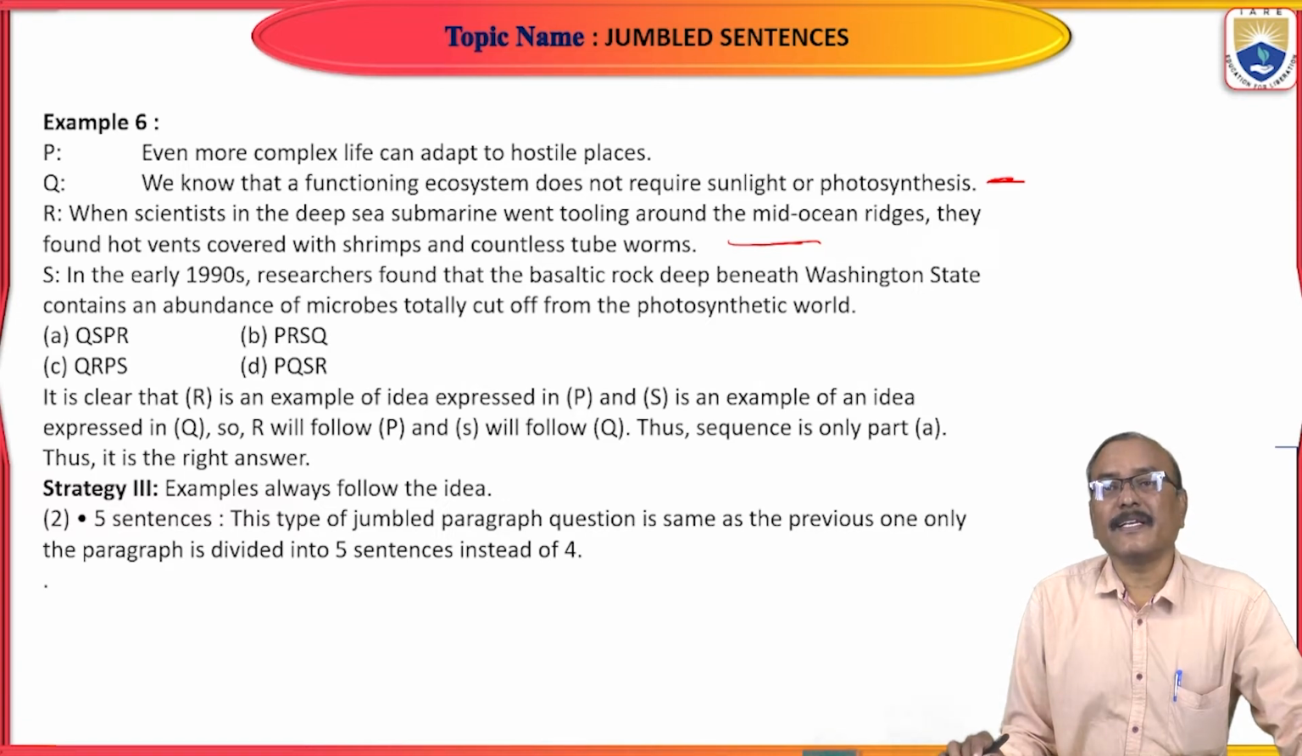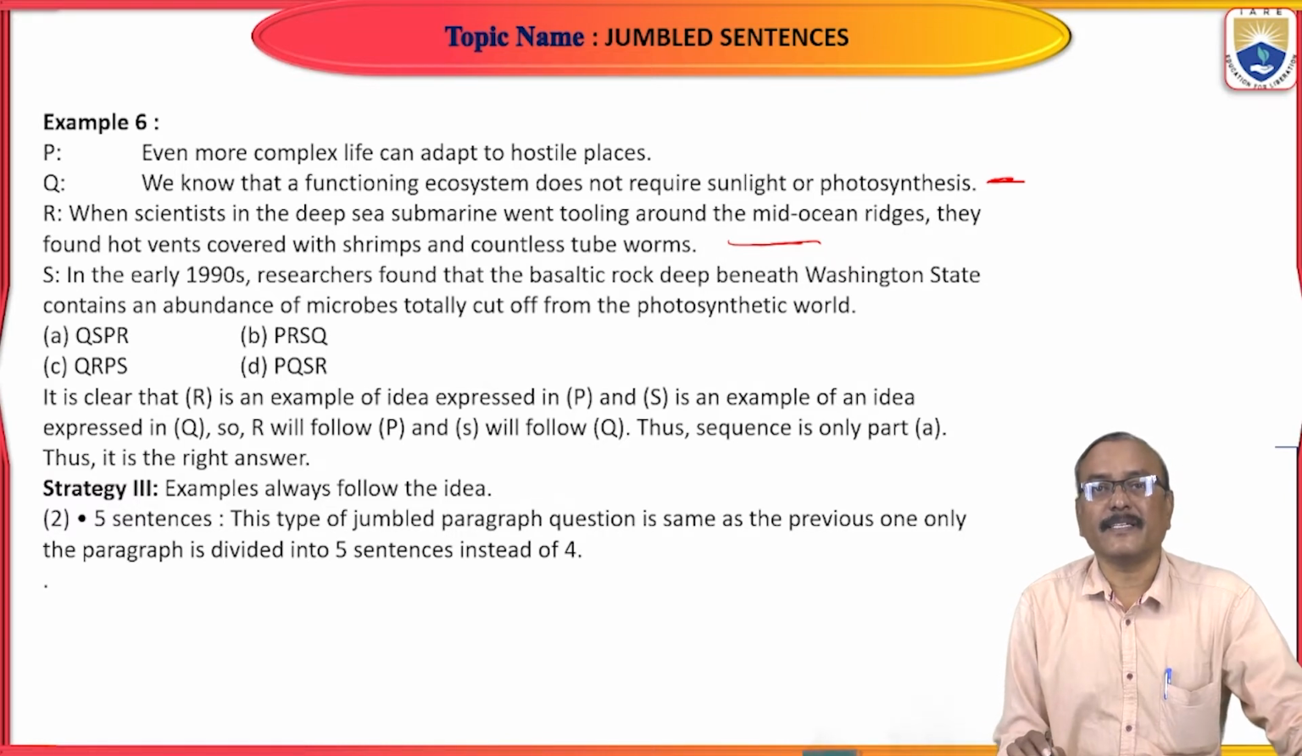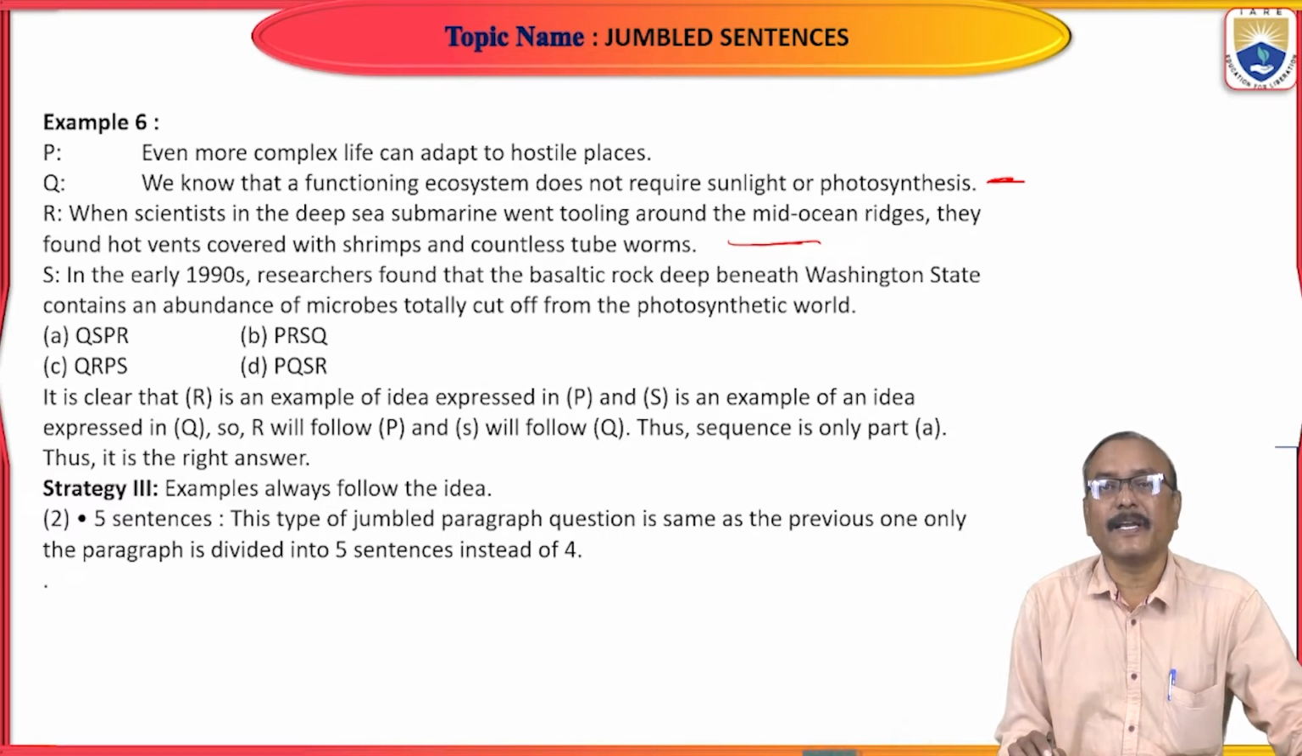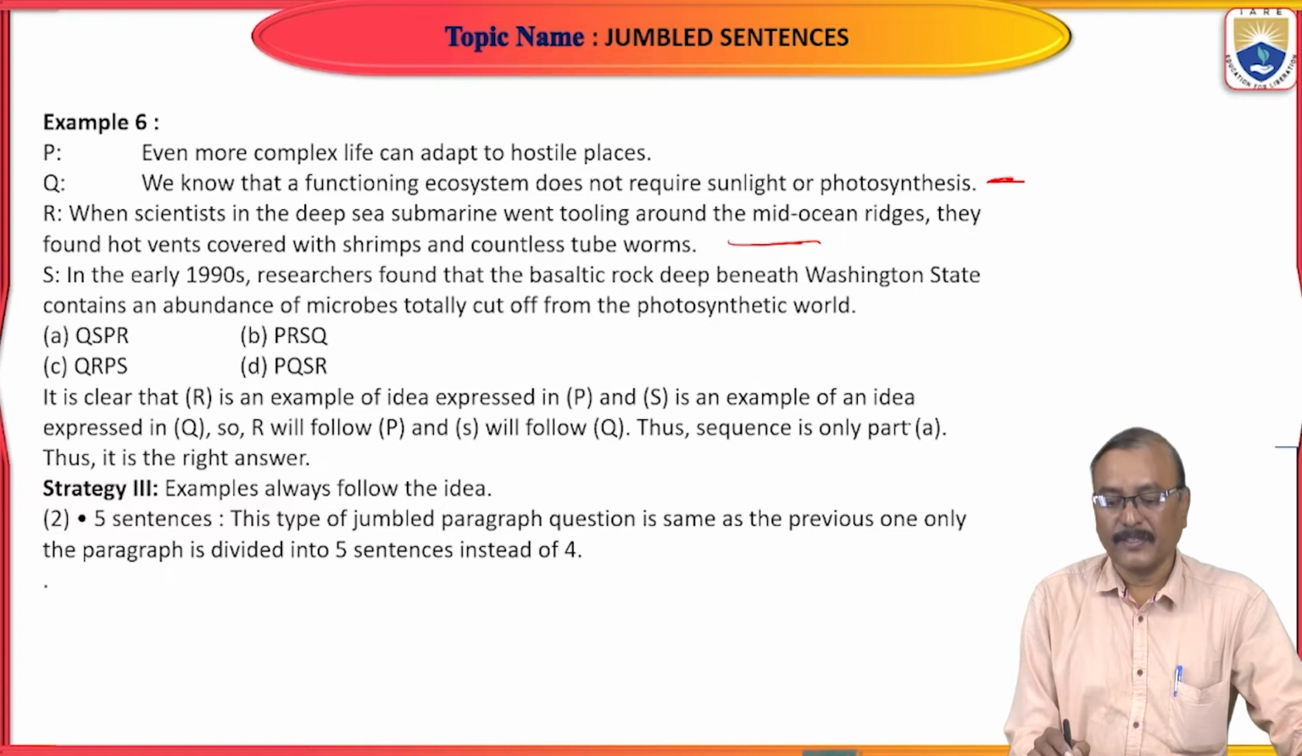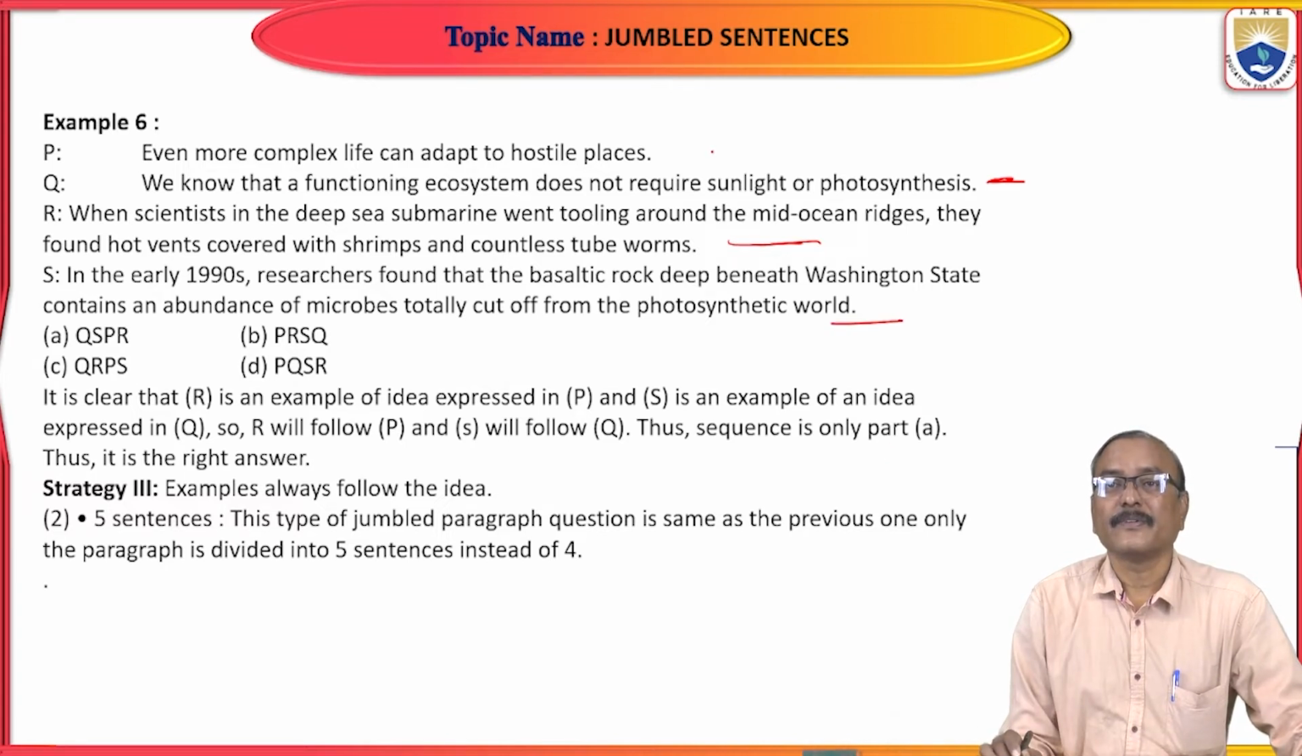Covered with shrimps and countless tube worms. Next. In the early 1990s, the researchers found that the basaltic rock deep beneath Washington state contains an abundance of microbes totally cut off from the synthetic world. Right? So this, yes, is the example for Q.